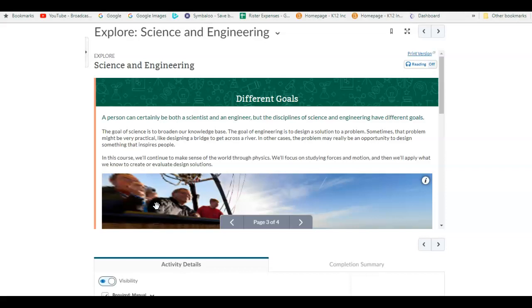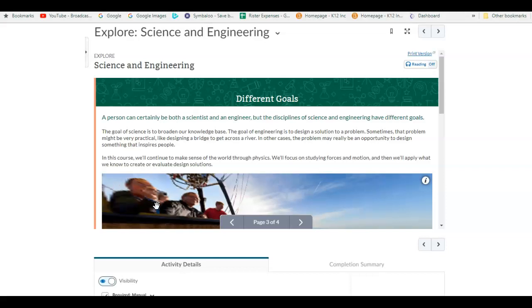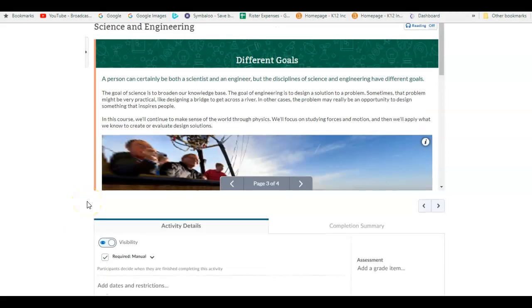Sometimes that problem might be very practical, like designing a bridge to get across a river. In other cases, the problem may really be an opportunity to design something that inspires people. In this course, we'll continue to make sense of the world through physics. We'll focus on studying forces in motion, and then we'll apply what we know to create or evaluate our design solutions.